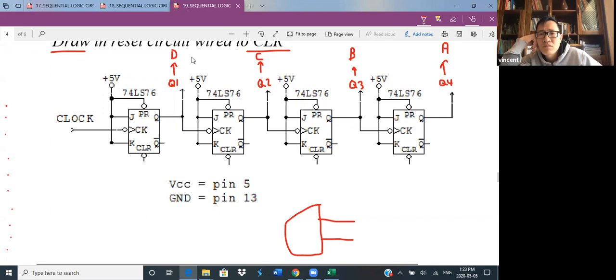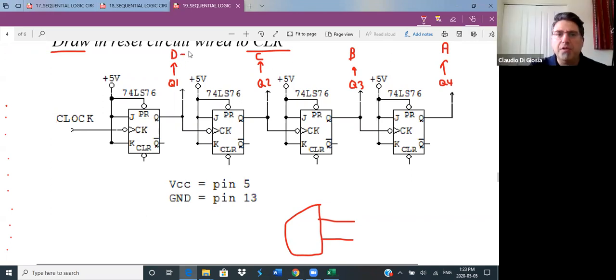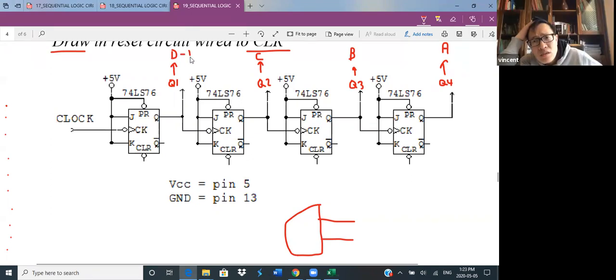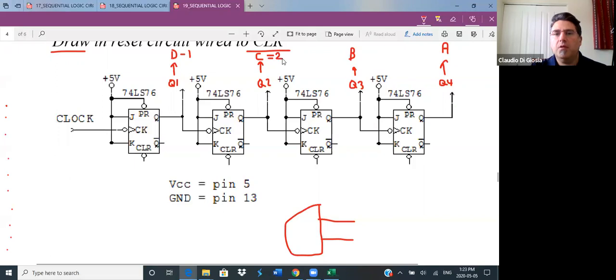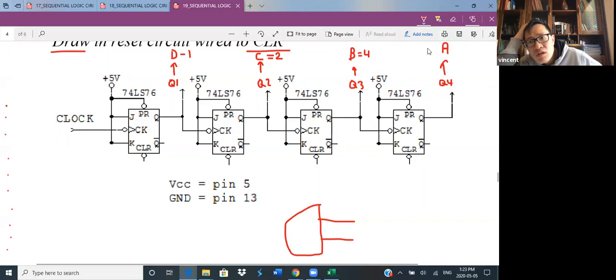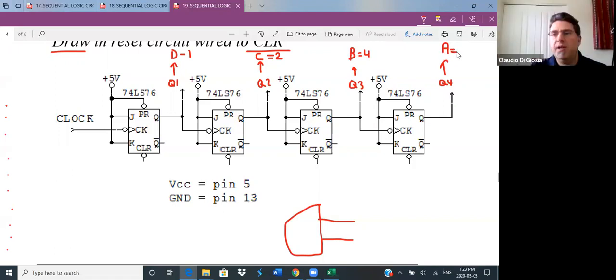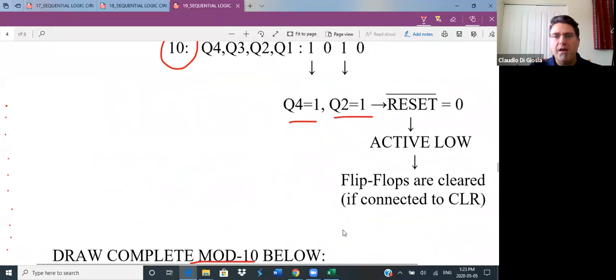Remember, how much is this worth? 1, 2, 4, or 8? This is 1. This guy here is worth 2. This guy here is worth 4. And the last one is worth 8. So this is the first time we're using the A or the 8, because before we just counted till 7. We didn't need it. Now this is Q4.